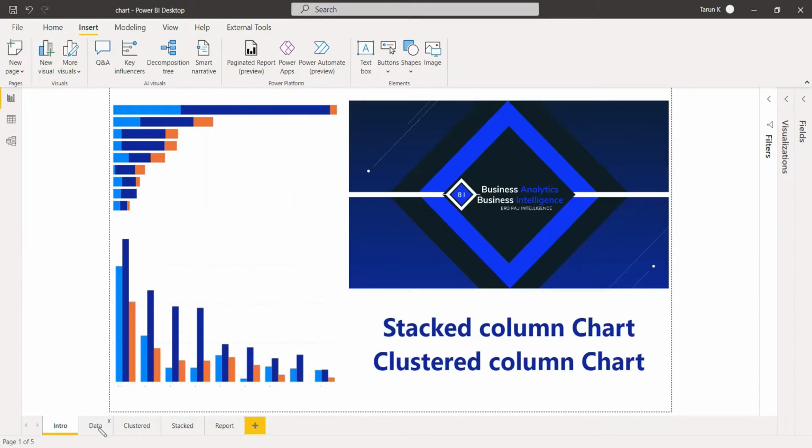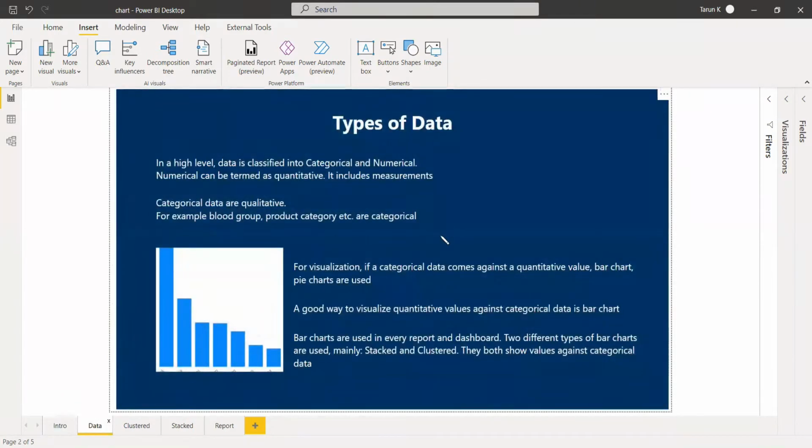We can see what is categorical values and what is quantitative data. We can see what is the type of the data. There are two types of data, mainly categorical and numerical. And numerical are termed as quantitative.